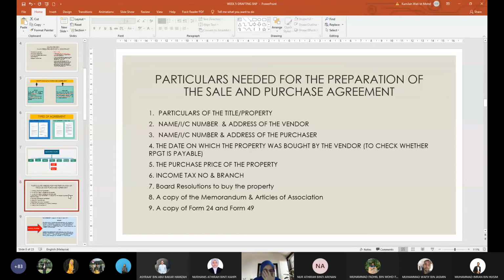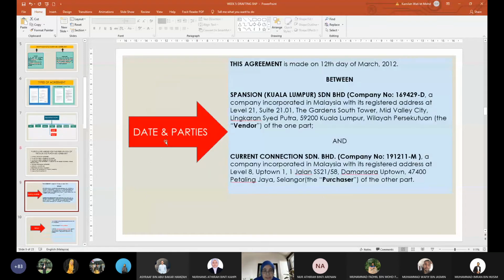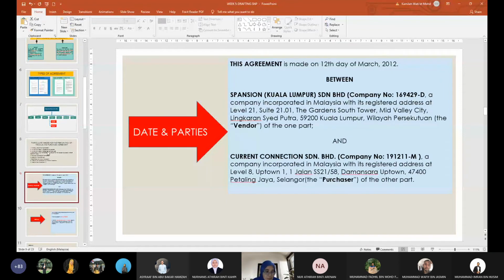So ini adalah particulars needed for the preparation of the sale and purchase agreement. So all this information you gathered during the interview yang dibuat tadi, contohnya maklumat ni, income tax number and branch, semua ni biasanya ada dalam list interview forms. So now kita tengok date and parties. Tadi kita kata pertama ialah date and parties. So dalam agreement biasanya dia akan letak macam ni lah. This agreement is made on bila between siapa and siapa. So date and parties tu kita letak di kepala depan sekali of the SMP.